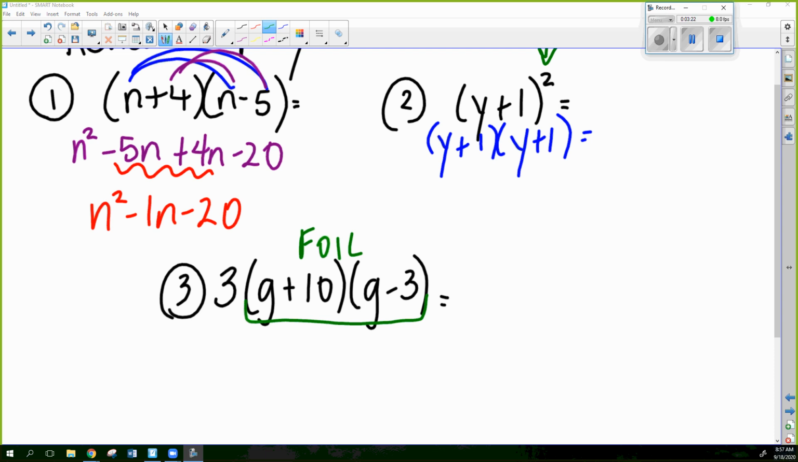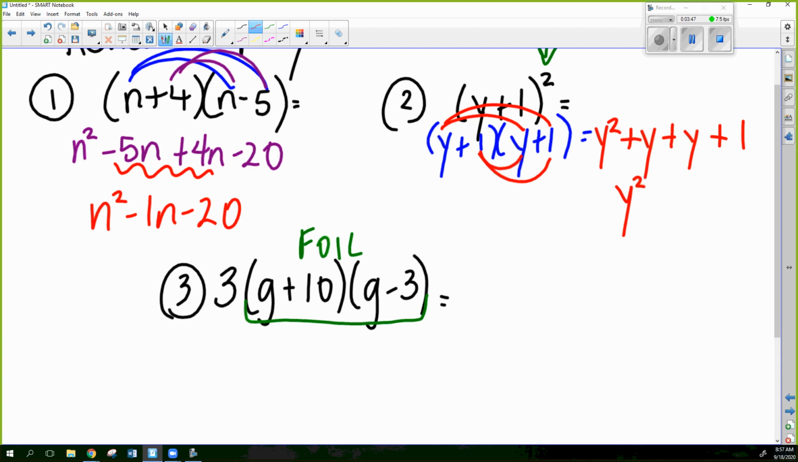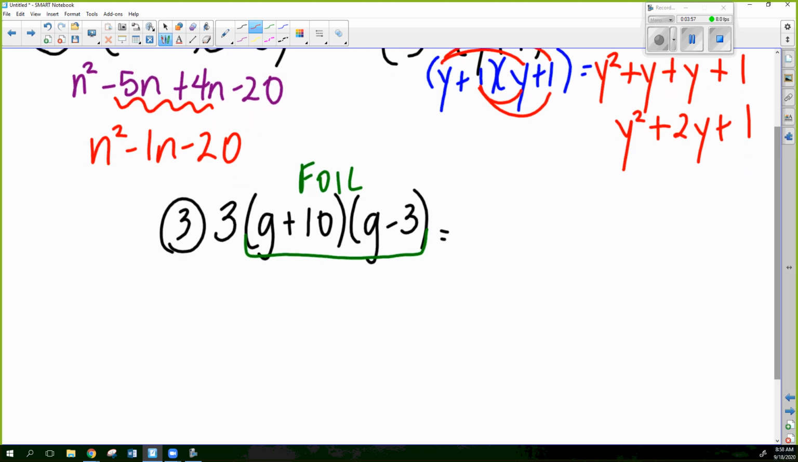All right, Grady, would you please tell me what you get when you distribute the y? Plus. Okay, and then I go back and distribute the 1, Caitlin. Plus another y. Plus 1. Okay, and then we put it together. What do we get in the middle? 2y. Questions on that? Okay. All right, and then the third one, right?